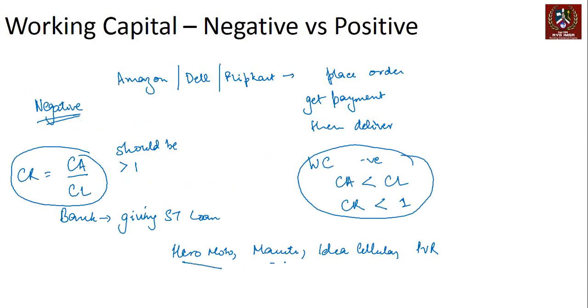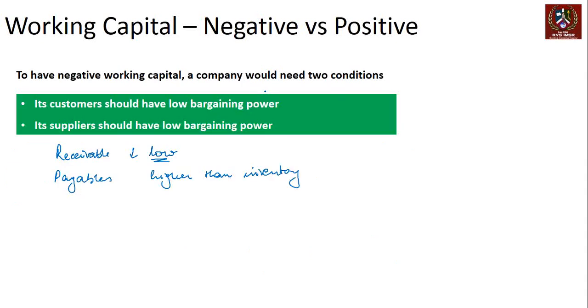Look at the companies: Hero, Maruti, Idea Cellular, PVR, Amazon, Flipkart. There is a common theme in all these companies. What is the common theme in all these companies? These are all companies that are B2C. What does B2C mean? You sell to individuals. If you sell to individuals, you will not have a huge bargaining power of customers because individuals can't bargain. You can't get the bike without making the payment. You can't watch a movie without making a payment, right? So the concept of receivables is not available in these industries.